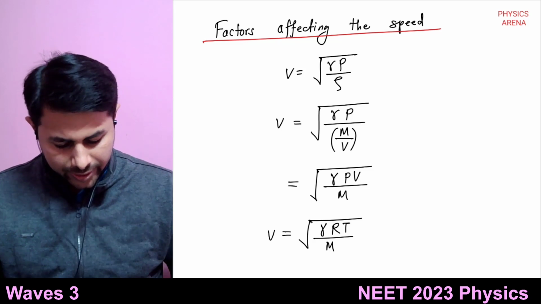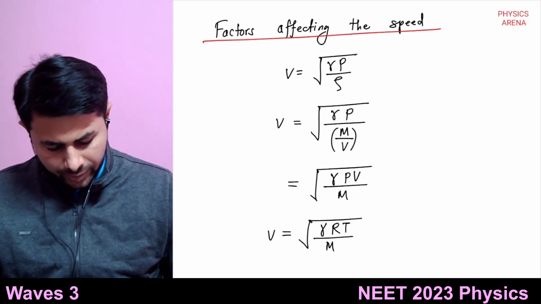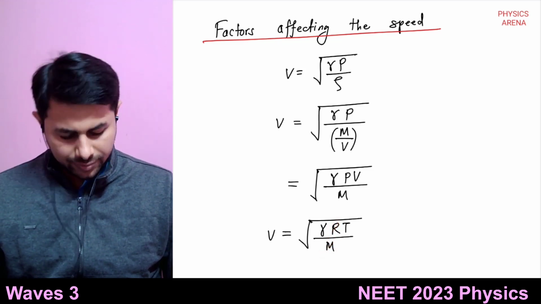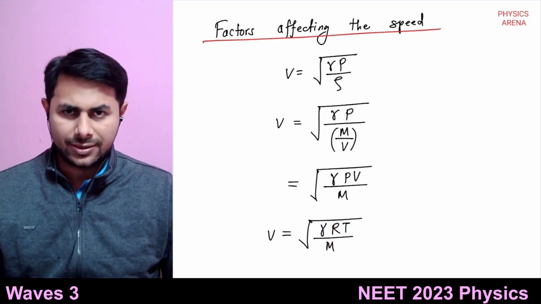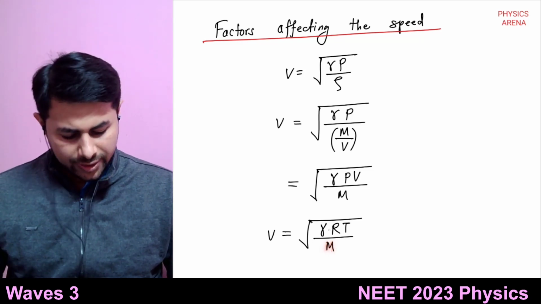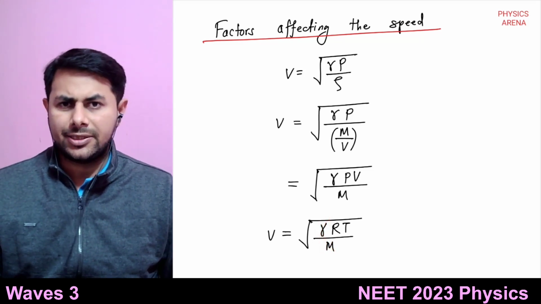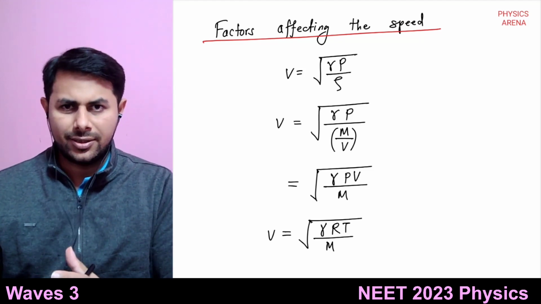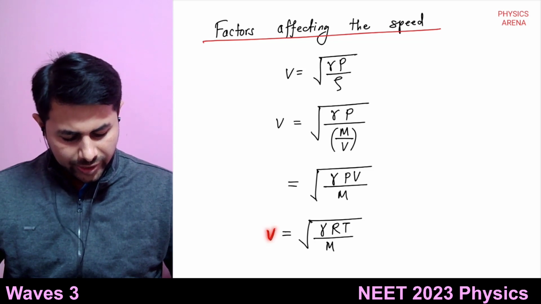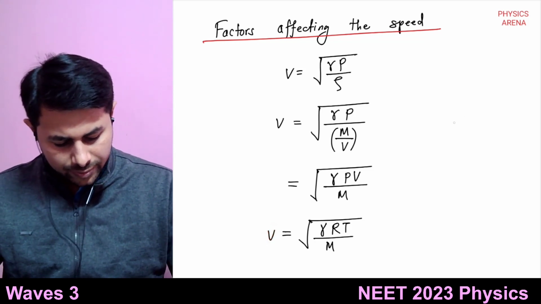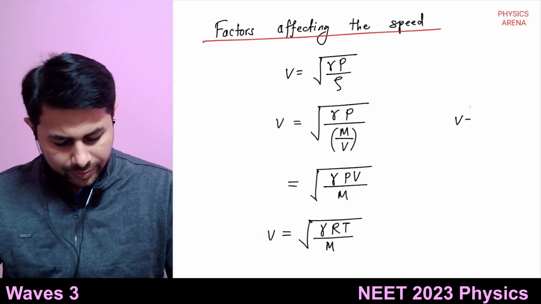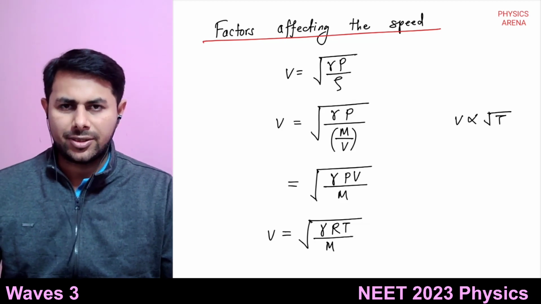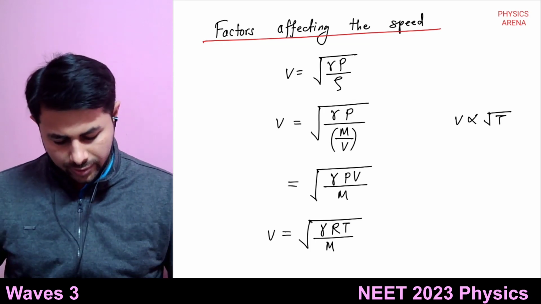I have taken 1 mole, right? So R is constant, M is constant. If you take a specific gas, then its molar mass will remain constant. The ratio of specific heat capacity at constant pressure to constant volume depends on the type of gas, so it is also a constant. So V is directly proportional to what? Root of T, temperature.